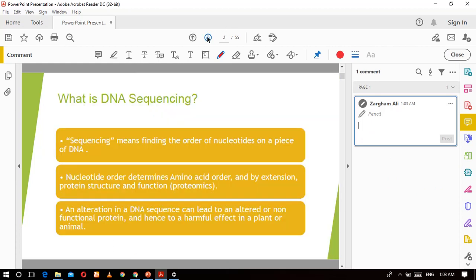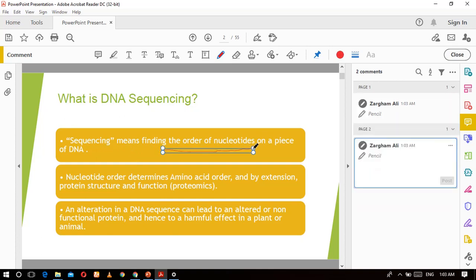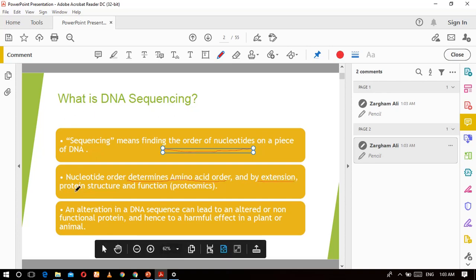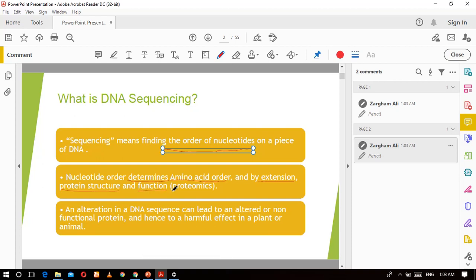What is DNA sequencing? Sequencing means finding the nucleotide order on a DNA piece, which can later be used to determine the amino acid order. What is the order of the amino acids? And when these nucleotides are extended, they form different kinds of protein structures which are responsible for various kinds of function. This study deals with proteomics.